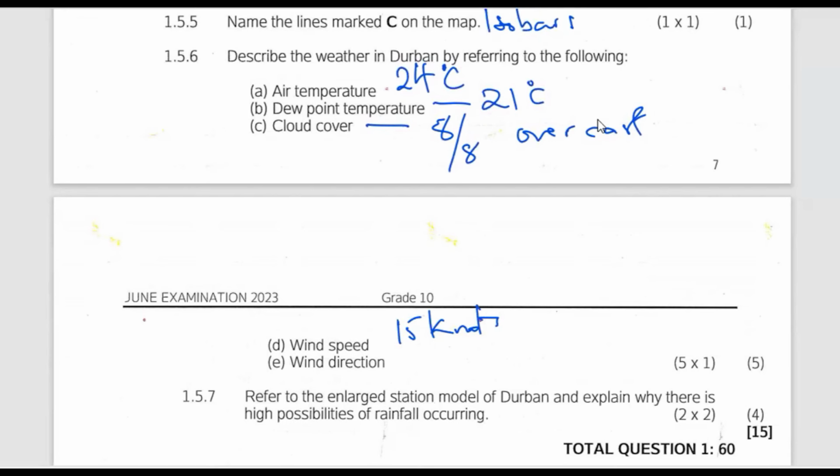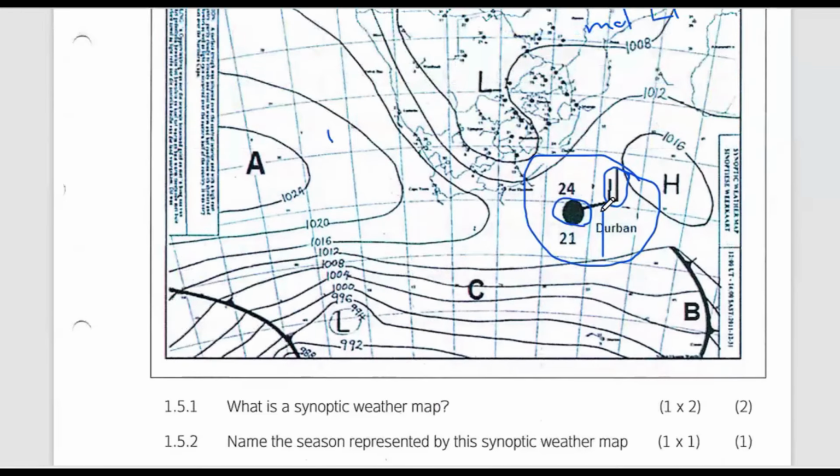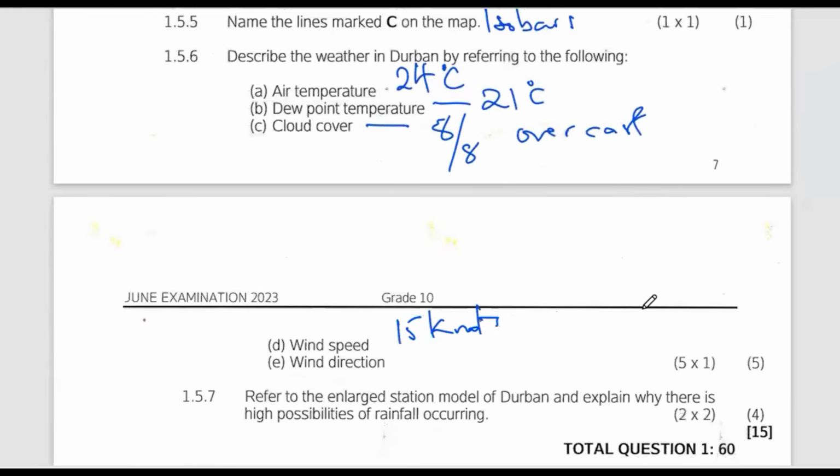We check our wind direction by looking at where this bar is pointing to. This bar here is the one that shows us the direction of the wind. And if we check there, where is it pointing? It is pointing towards the east or northeast. So it's east is correct, or you can say northeast. That is where the wind is coming from.